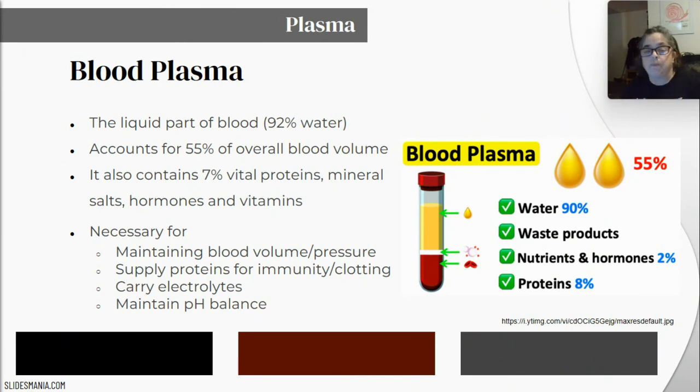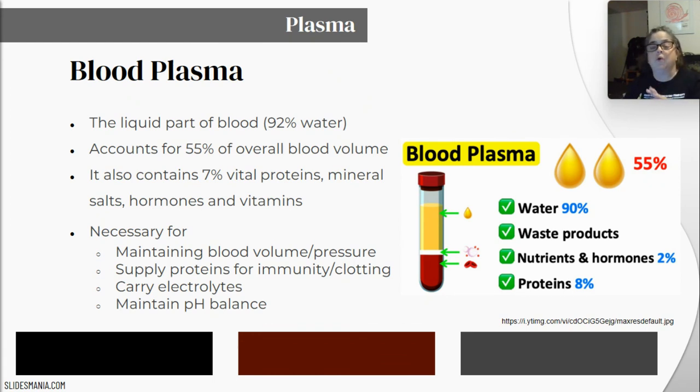Last, we're going to talk about plasma. This is the liquid part of the blood. Plasma is about 90 to 92% water. And this is most of the fluid of your blood. It accounts for about 55% of the overall blood volume. And besides water, it also contains a lot of proteins and minerals, hormones, vitamins, things like that.